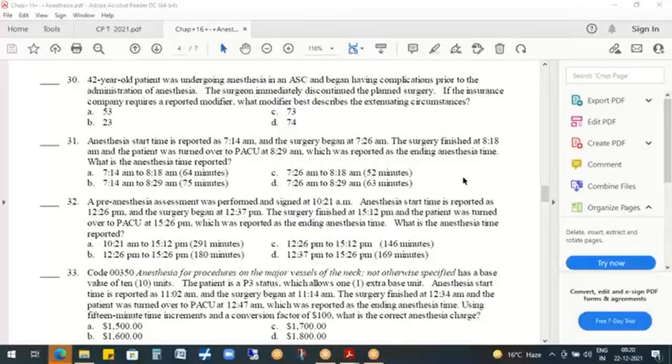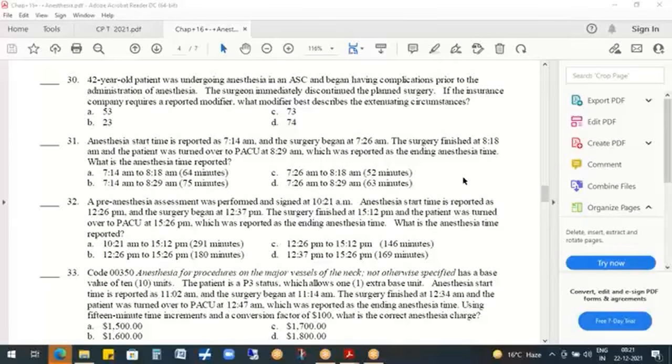7:14 a.m. is the start time, sir. End time is 8:29 a.m. Understood now. Start time is 7:14. End time is 8:29. Who will leave at the end? The anesthesiologist will leave at the end. Then which option? Option D.